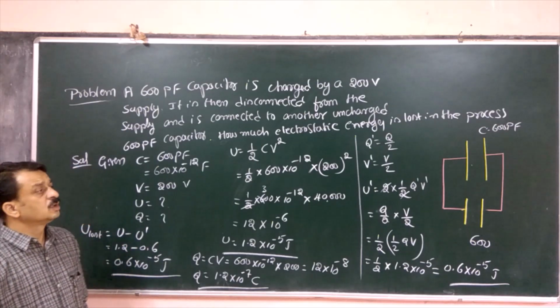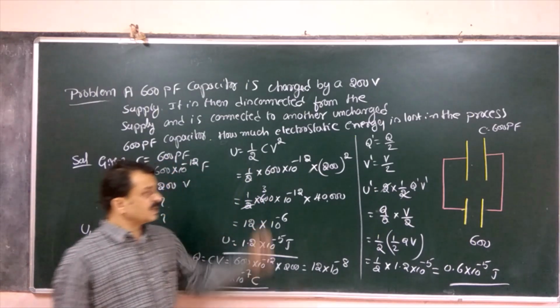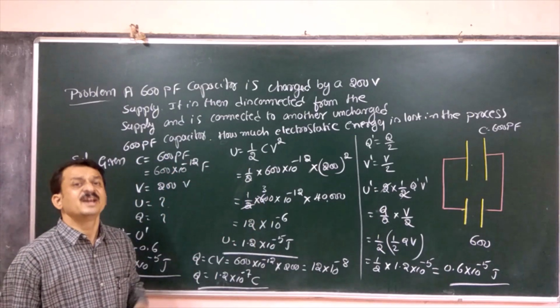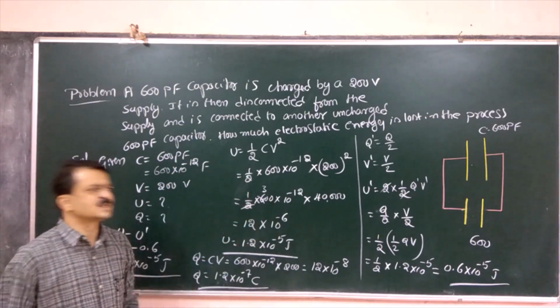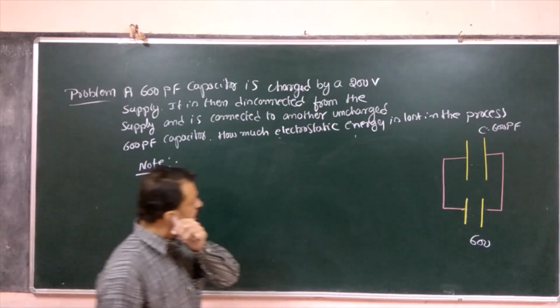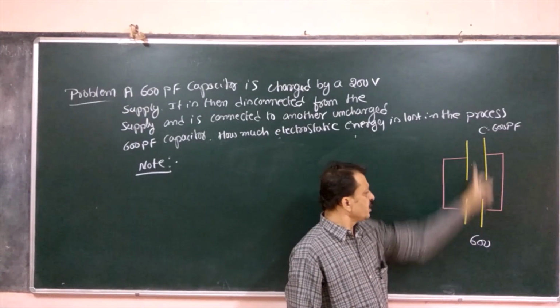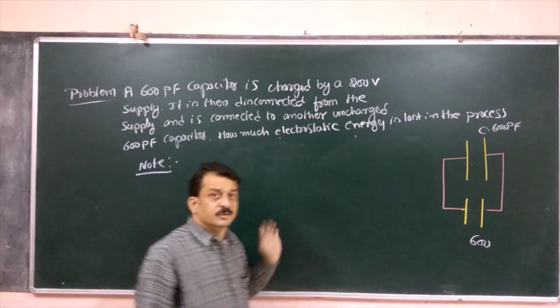ಹೇಗೆ ಲಾಸ್ ಆಯ್ತದು? While transferring the charges, the energy is lost in the form of heat. Heat ರೂಪದಲ್ಲಿ ಎನರ್ಜಿ ಲಾಸ್ ಆಗಿ ಹೋಗ್ತದೆ ಹೇಳಿ. ಒನ್ ನೋಟ್ ಏನು ಅಂತ ಹೇಳಿದ್ರೆ, ಈ ರೀತಿ ಪ್ರಾಬ್ಲಮ್ ಅಲ್ಲಿ ಎರಡು ಈಕ್ವಲ್ ಕೆಪಾಸಿಟರ್ ಕೊಟ್ರೆ ಈಗ ಮೆಥಡ್ ನಾವು ಮಾಡಿದ್ವಿ.